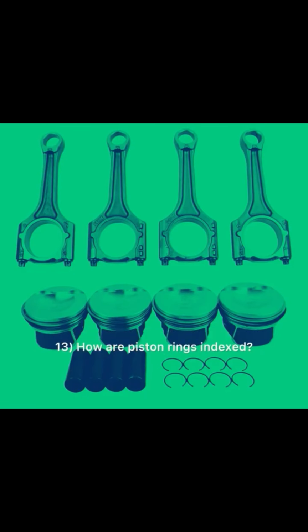13. How are piston rings indexed? Marking on one face of the ring to locate up position. Note ring type in each position. Align gaps as per instructions. 14. List different types of connecting rod designs. Straight cut. Offset cut.